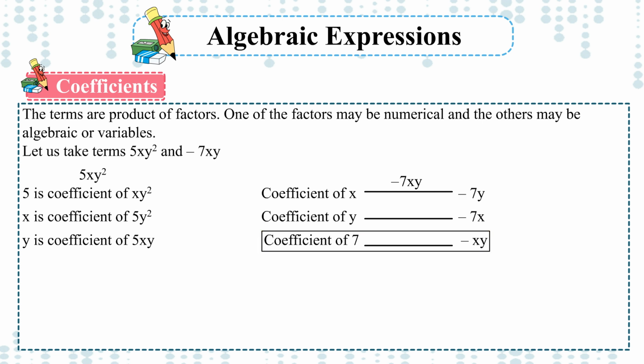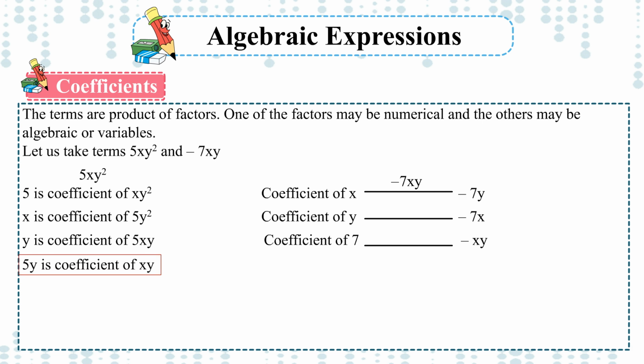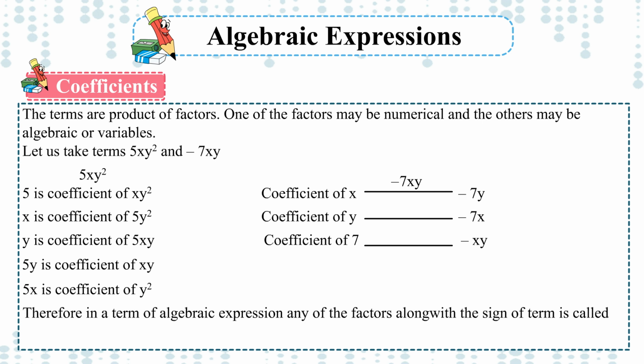Therefore, in a term of an algebraic expression, any of the factors along with the sign of the term is called the coefficient of the remaining factors. Like and unlike terms.